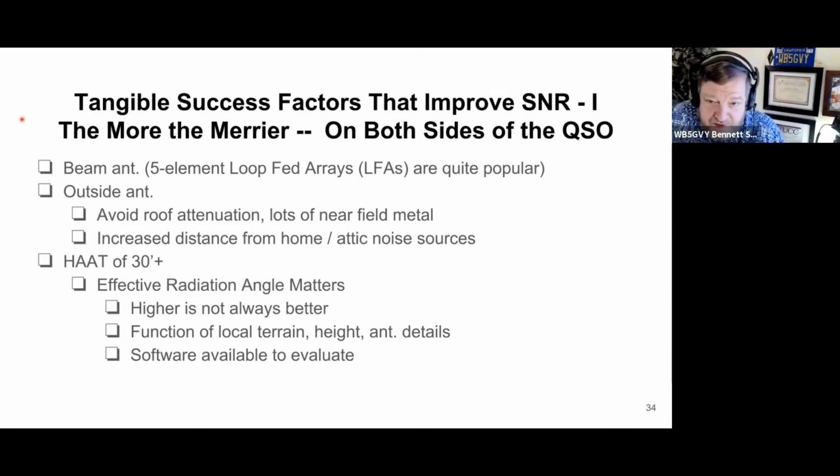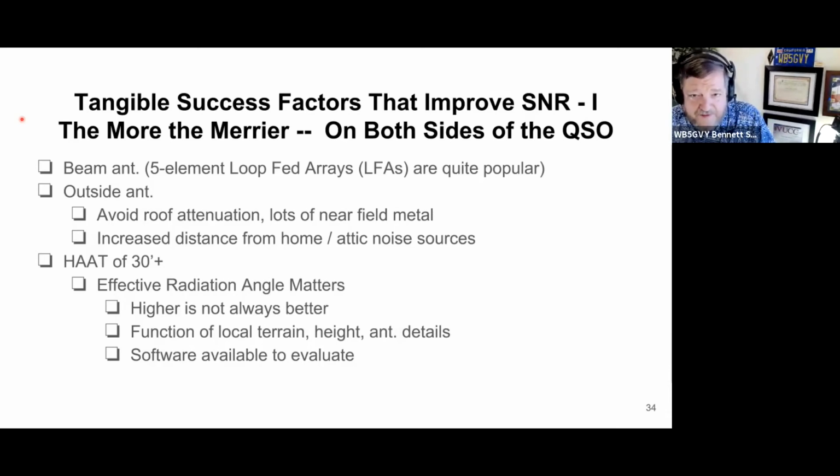You want to have an outside antenna. That's not what I've got. I'm inside my attic, and the problem with that is you've got attenuation. I've read that you probably have 3 dB attenuation just to go through the shingles of the attic. And of course, the attic has lots of near field metal, so you can get detuning effects and wonder what your antenna pattern is with all that metal around. With an outside antenna, you get increased distance from the home and the attic noise sources.